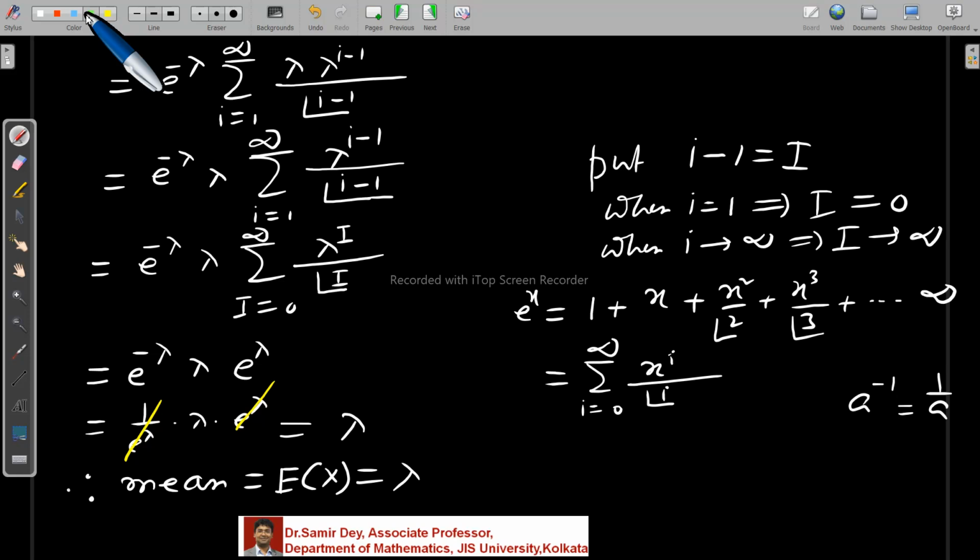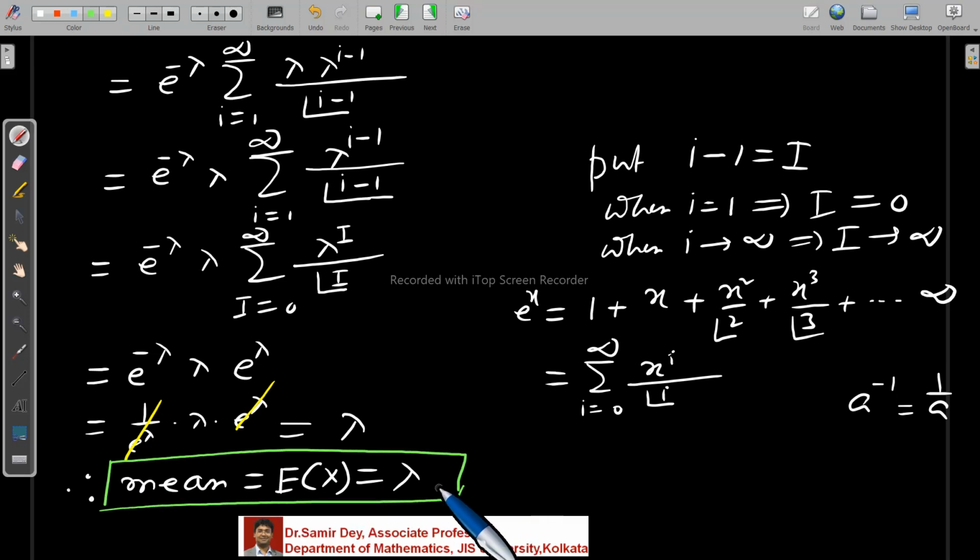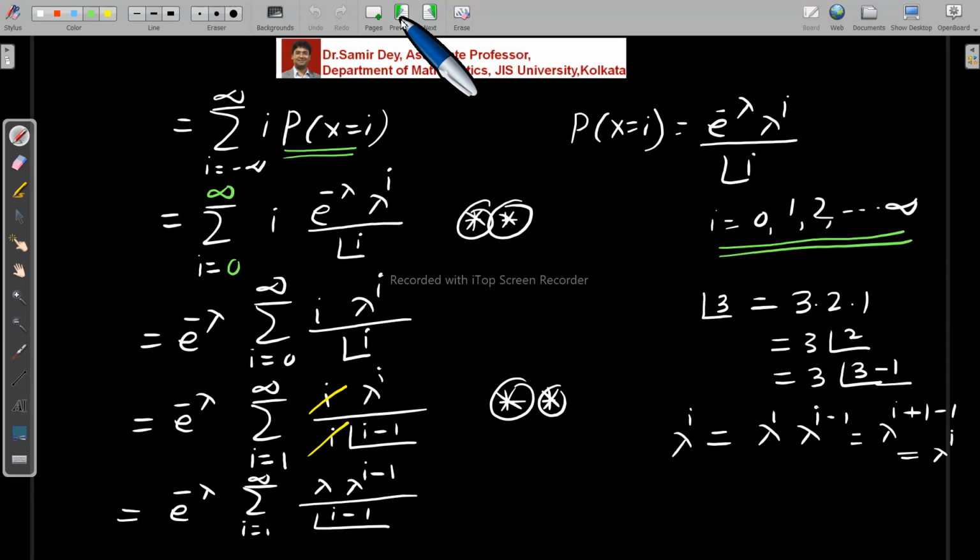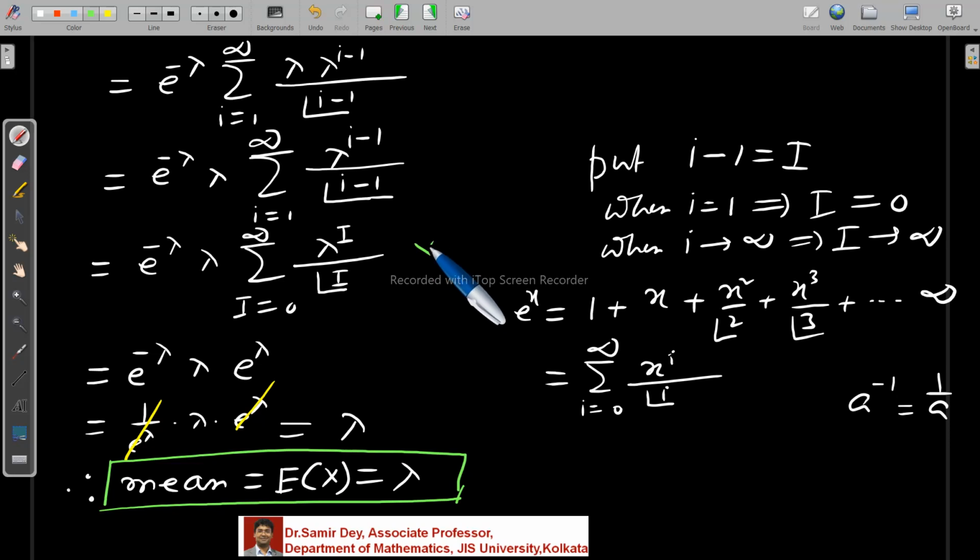So this is the mean of Poisson distribution. Is it clear to all of you? Here I have already explained that these are the two key lines and the last key line is here. How to replace it? Clear? I think it is clear to you.